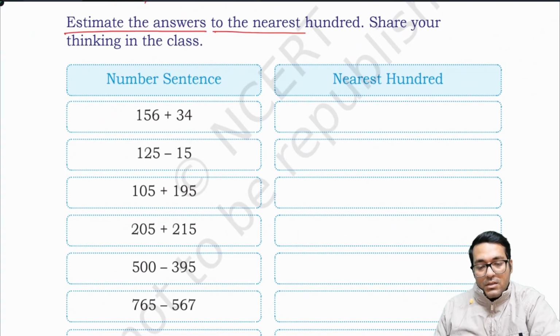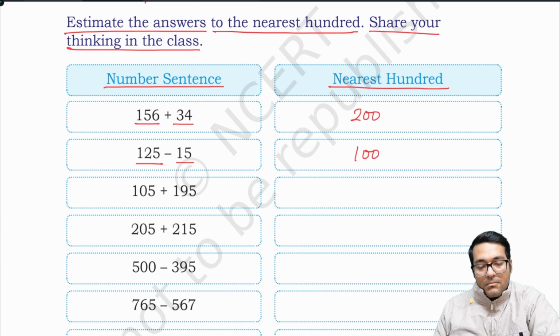Estimate the answers to the nearest 100. Share your thinking in the class. Number sentence, nearest 100. 156 plus 34, that is near 200. 125 minus 15, that is near 100. 105 plus 195, that is near 300. 205 plus 215, that is near 400, and so on.